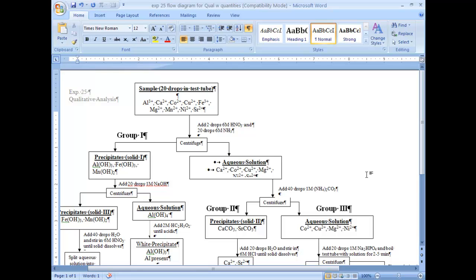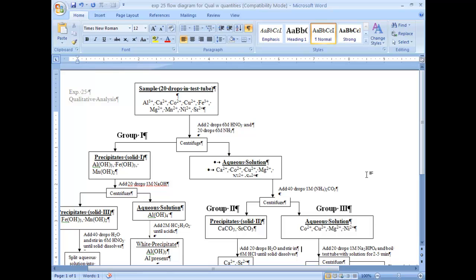This is experiment 25, qualitative analysis. Everything we have done so far has been quantitative analysis, meaning we determine how much of something was present. This experiment is based on qualitative analysis. Basically, we want to determine the components in the mixture. Does the sample have iron, copper, etc.?